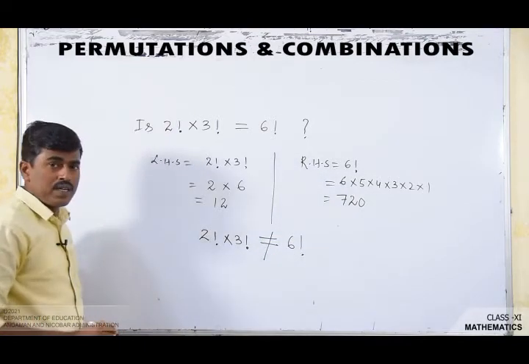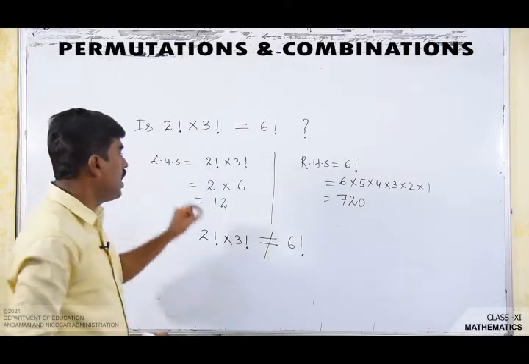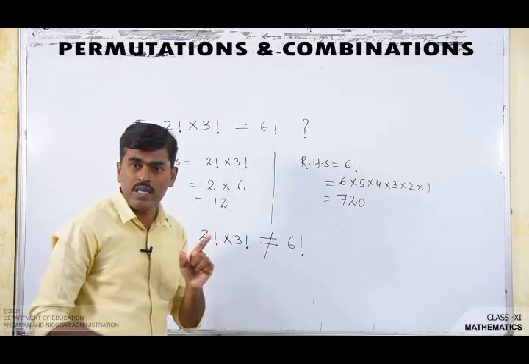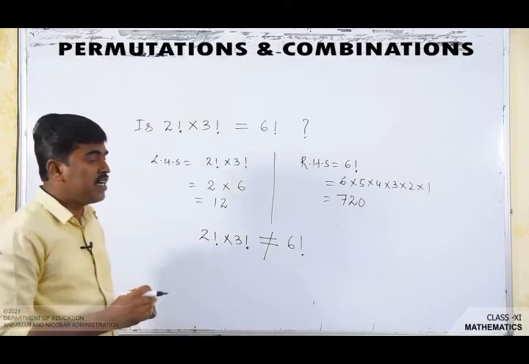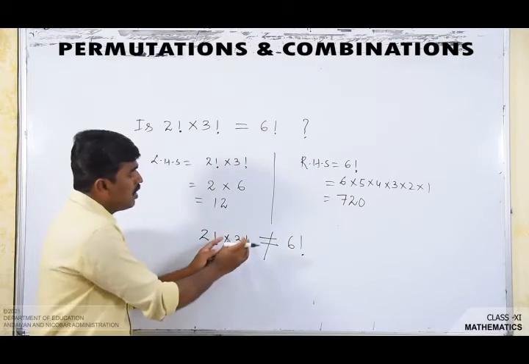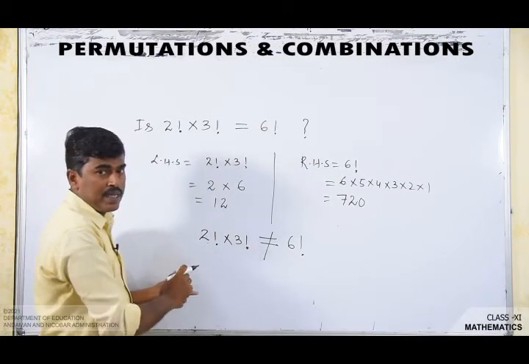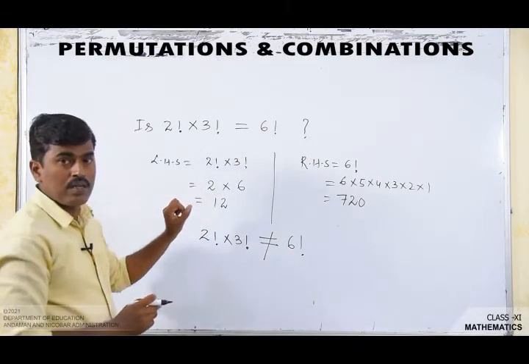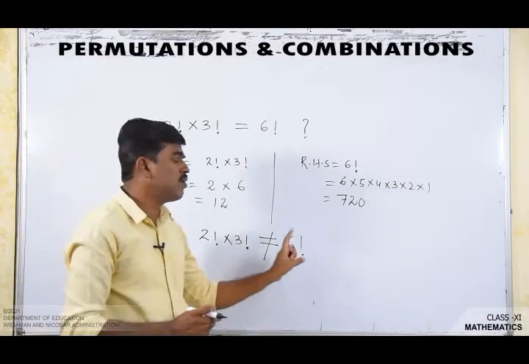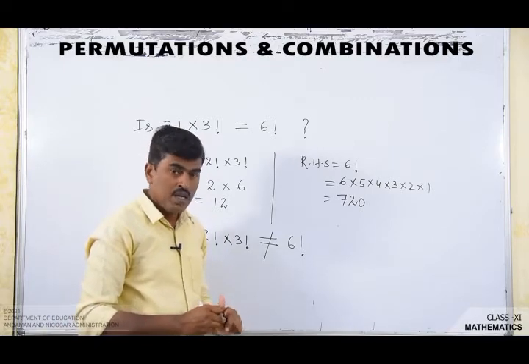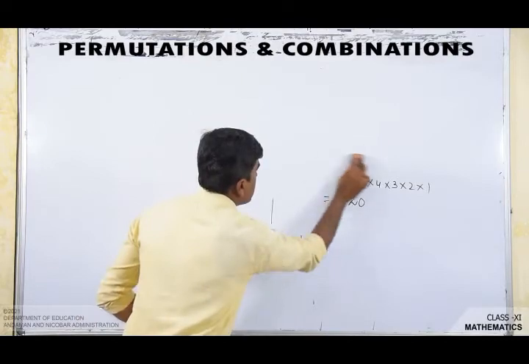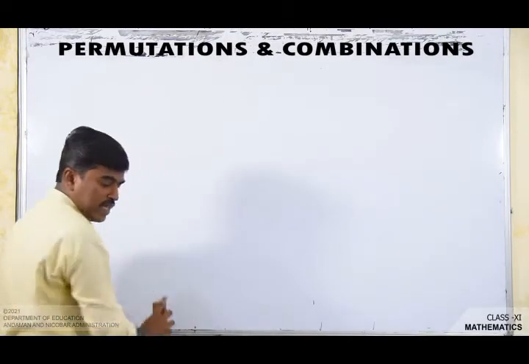So these are very important properties, so you have to remember all these. Here 2 factorial into 3 factorial is not equal to 6 factorial, so we can't multiply directly here. We have to find the value of 2 factorial, then find the value of 3 factorial, then multiply. Then the result will be 12. That is the correct value of 2 factorial into 3 factorial, and it is not equal to 6 factorial. Clear? Now let us take some questions related to this factorial.